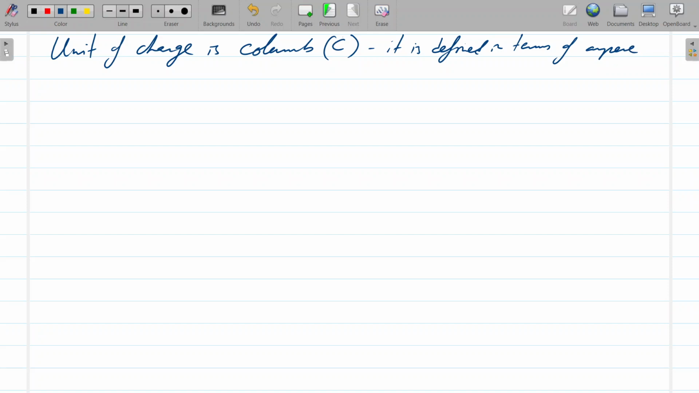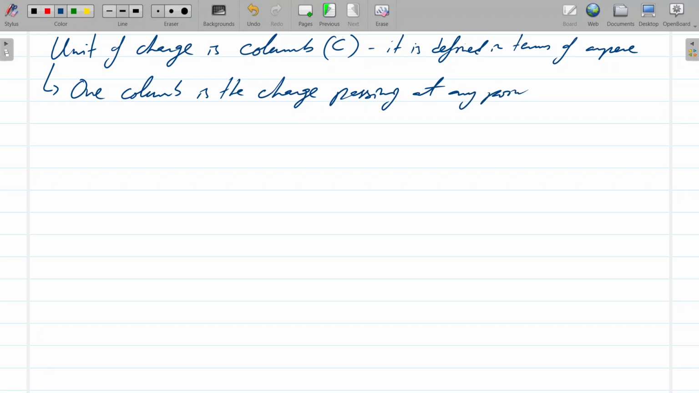So what is the definition of a coulomb? 1 coulomb is the charge passing at any point in a circuit when a steady current of 1 ampere flows for 1 second.